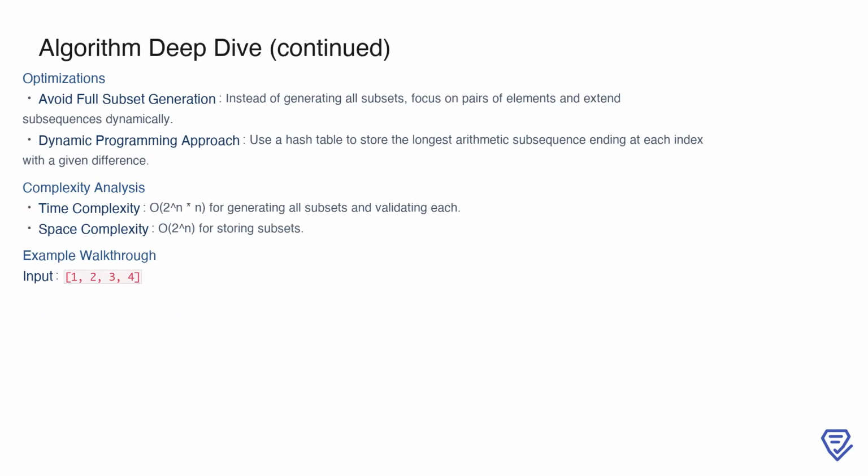To improve efficiency, we can avoid generating all subsets and instead focus on pairs of elements, dynamically extending subsequences from these pairs. A more optimal solution involves dynamic programming. Using a hash table, we can store the length of the longest arithmetic subsequence ending at each index for a given difference. This eliminates the need to repeatedly validate subsets.